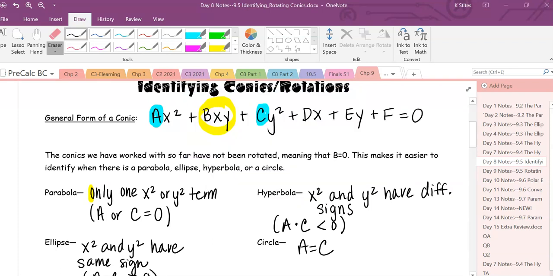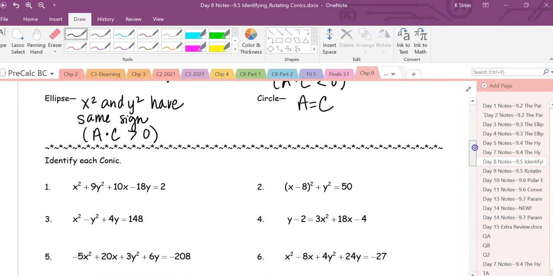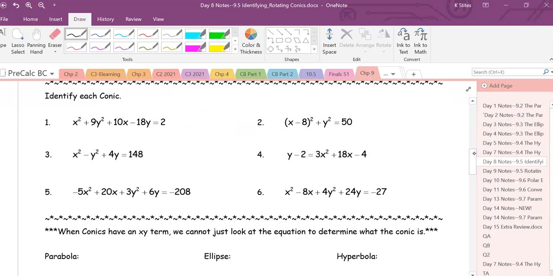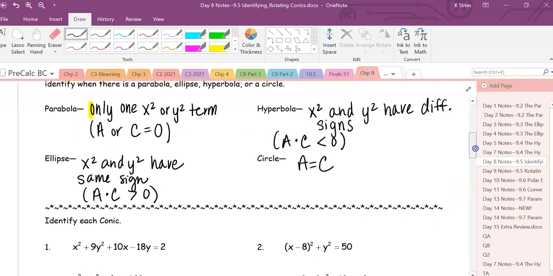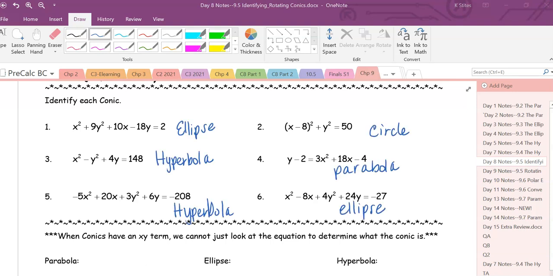All right, so now we are going to practice identifying each conic. What I would like you to do is take a minute, pause the video, and look at numbers 1 through 6. See if, using our little definitions from above, you can determine which conic you are dealing with. And you should be able to do this without completing the square, without graphing, just by looking at the equation. So go ahead, pause the video, give it a try yourself, and then come on back and see if you're right. All right, welcome back.